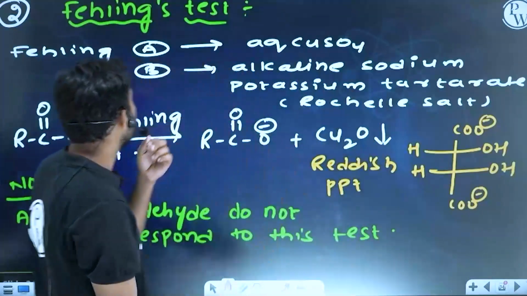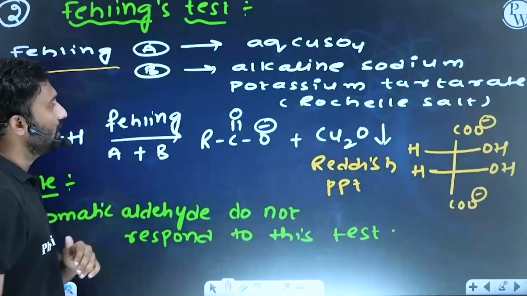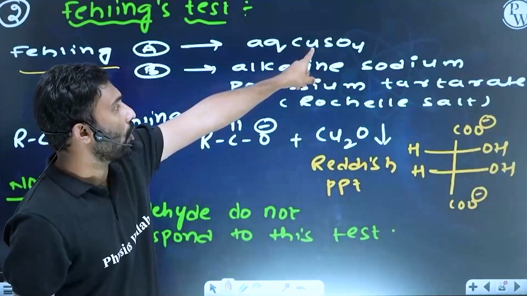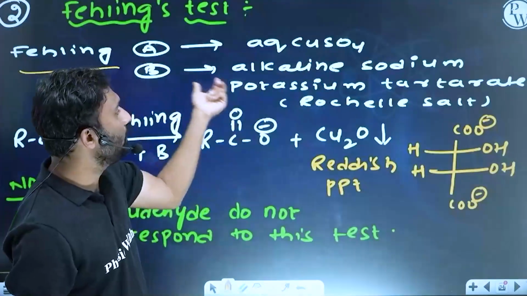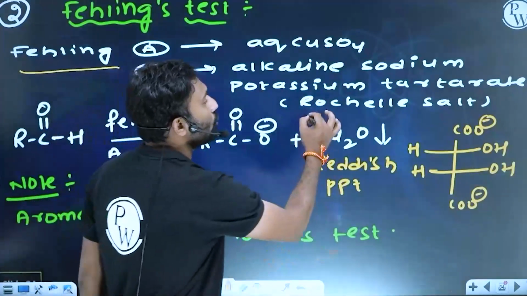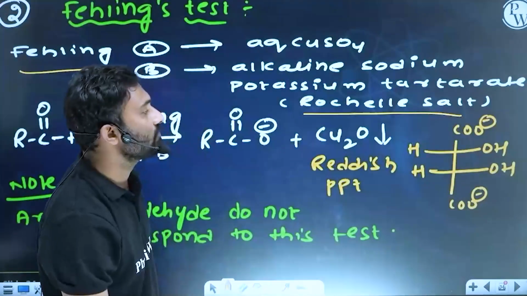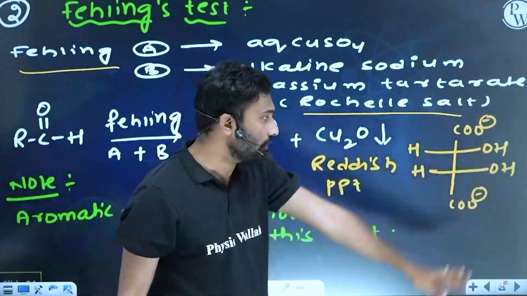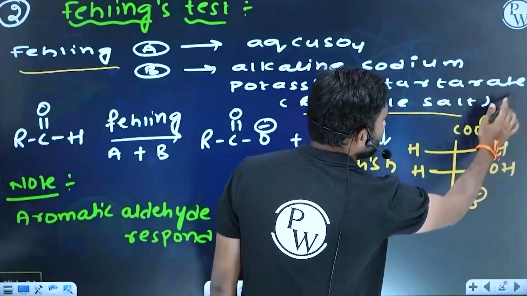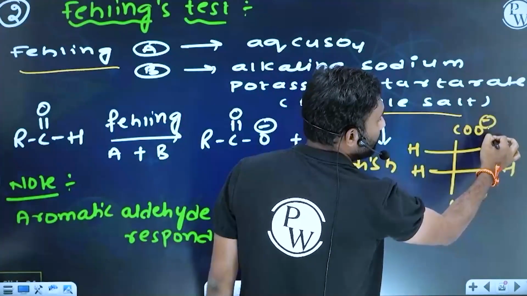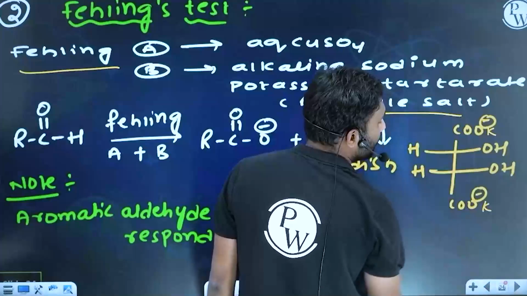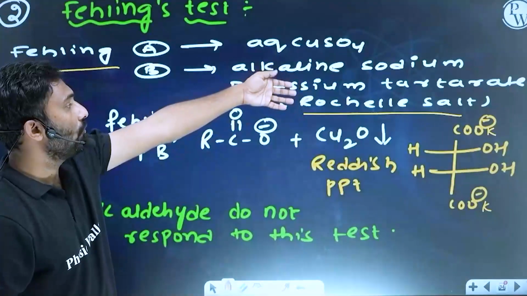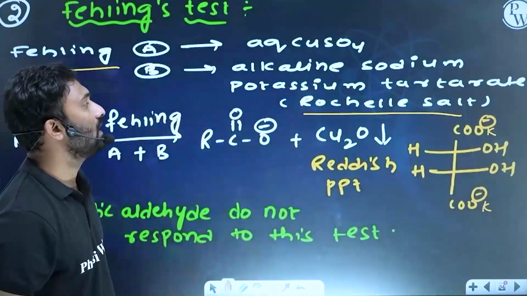Next is the Fehling's test. In Fehling's, Fehling's A is copper sulfate and Fehling's B is the Rochelle salt. This is the Rochelle salt or potassium tartrate. This is potassium. Now here, if it is a K that is present, then it will become potassium tartrate.